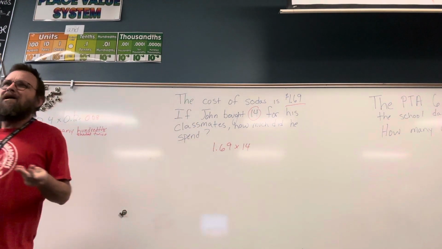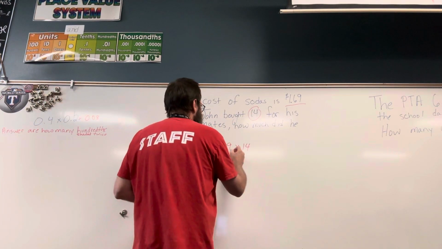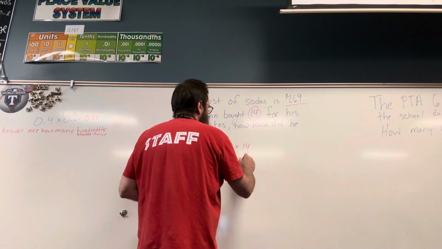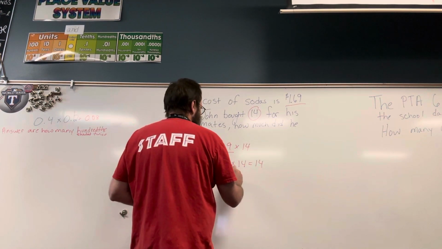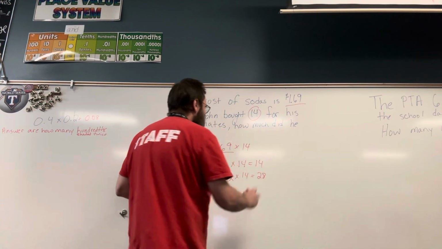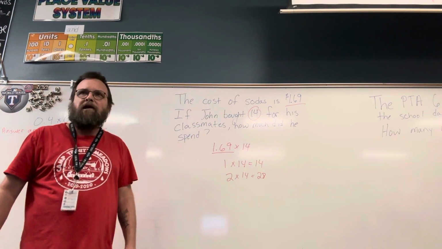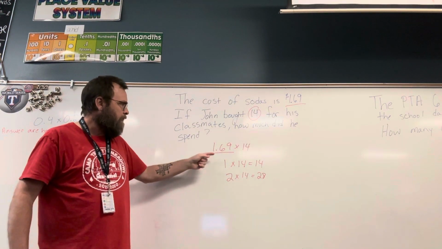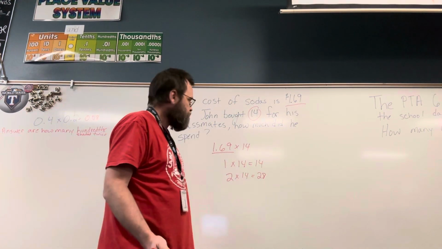If I were going to estimate it, I could estimate it two ways. First, I could say this is 1 times 14, and that could be one of my estimates. The other one, I could say 2 times 14, and that would give me a high and a low. My answer should be between $14 and $28. I just rounded it down and then rounded it up. And so I found the low side and the high side.